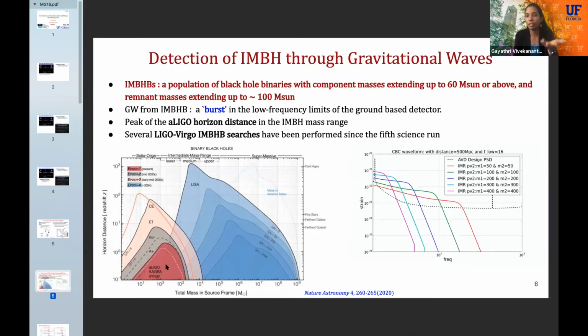This plot also shows how far we can see those systems. The current LIGO sensitivity peaks around the IMBH parameter space, so we can see those systems much further away compared to the low-mass systems. So this is something the ground-based detectors are sensitive to. If they exist, then we could see those systems in the observed rates. Because of that, the LIGO-Virgo collaboration has been looking for this type of system since the 5th science run, and they have had many non-detections. That helps in understanding the existence of these systems and limiting how much the merger rate of the system could be.